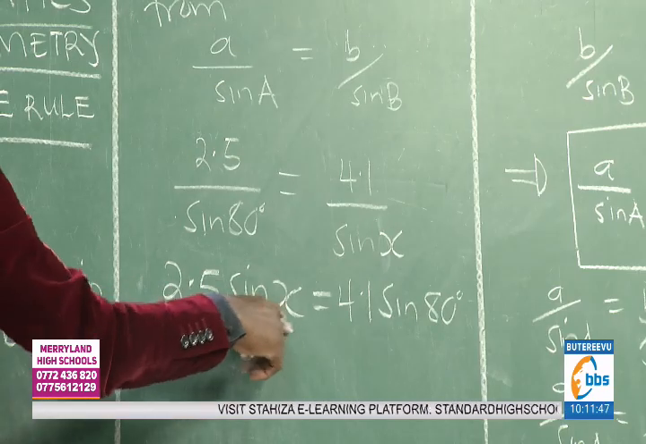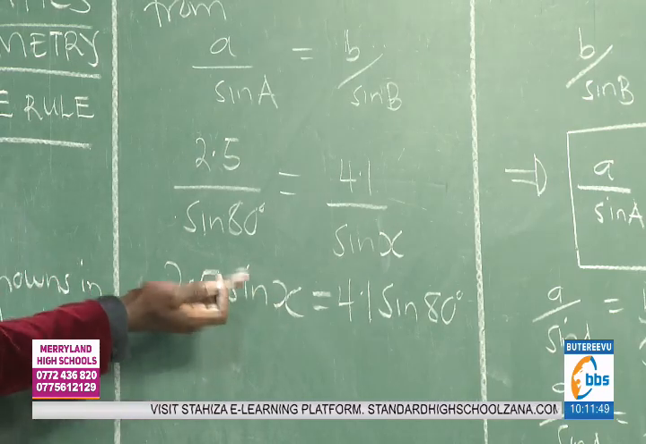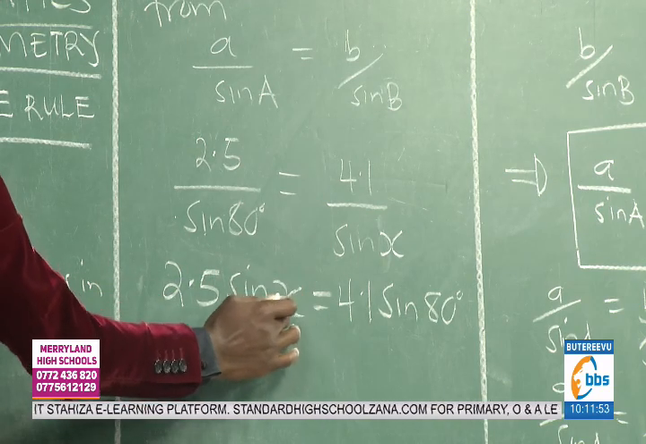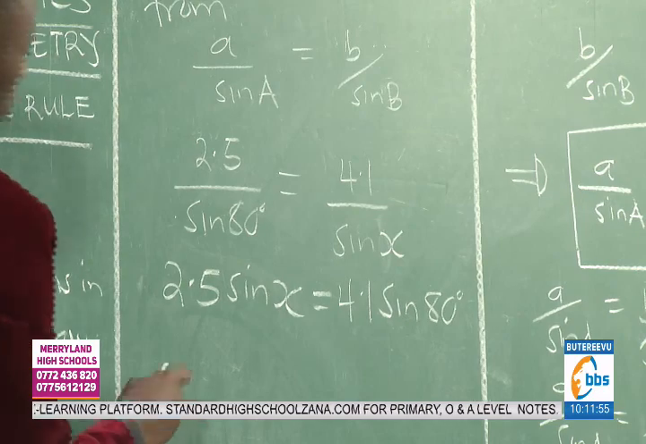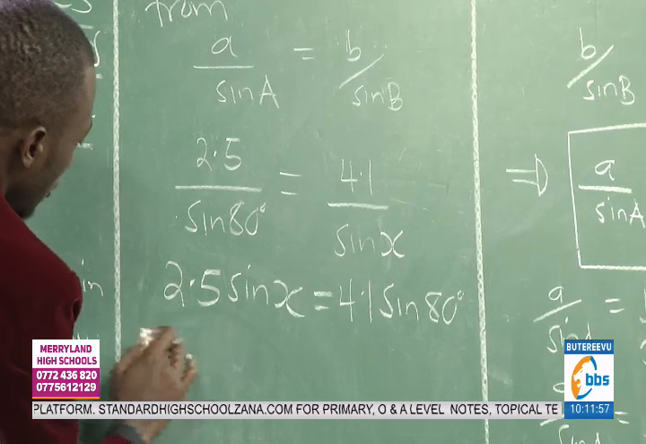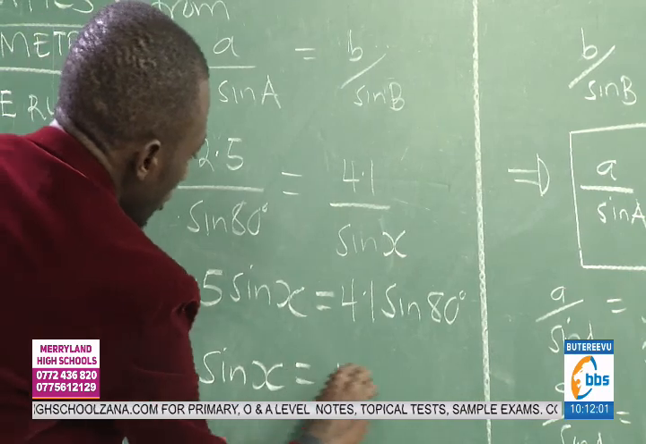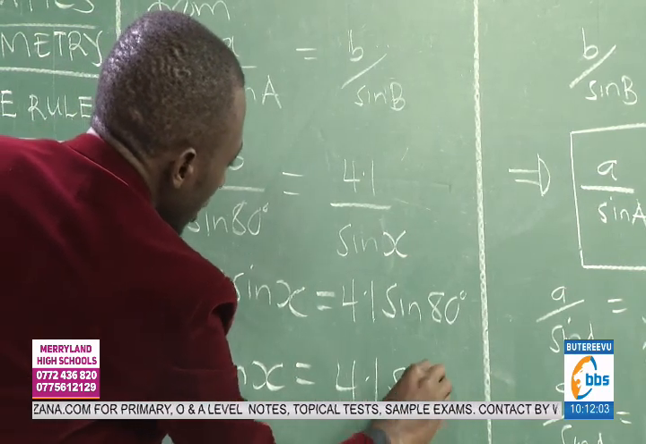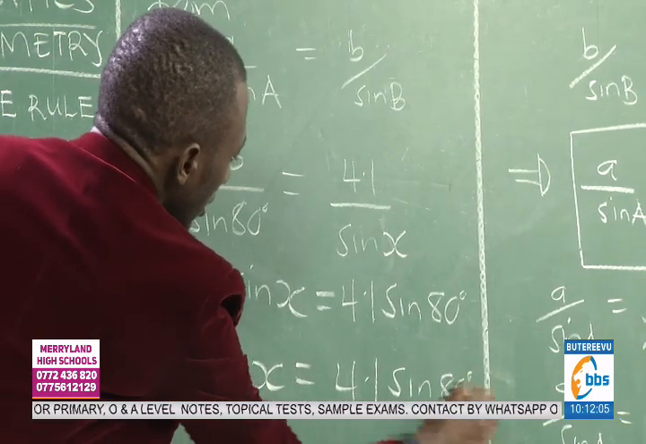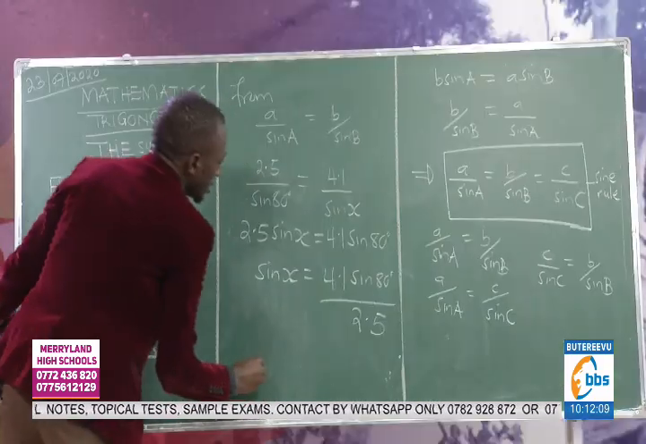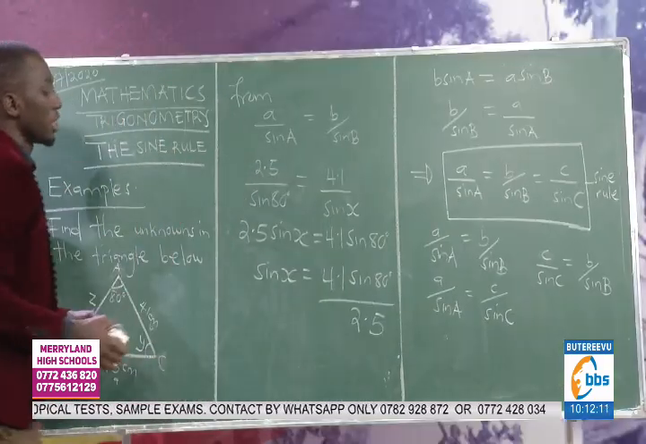I can't multiply the x, so if I divide by 2.5, then x will come out as an angle and it will be the sine inverse. So I can still divide by 2.5, so that I have only sine x here. So I'll have 4.1 times sine of 80 degrees, then divide by 2.5. For this one you can use your calculator.